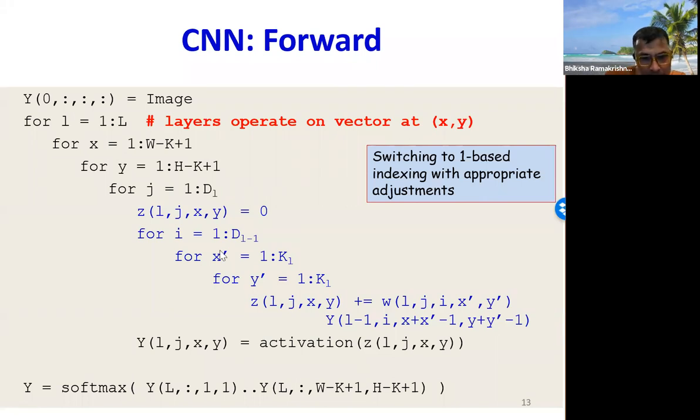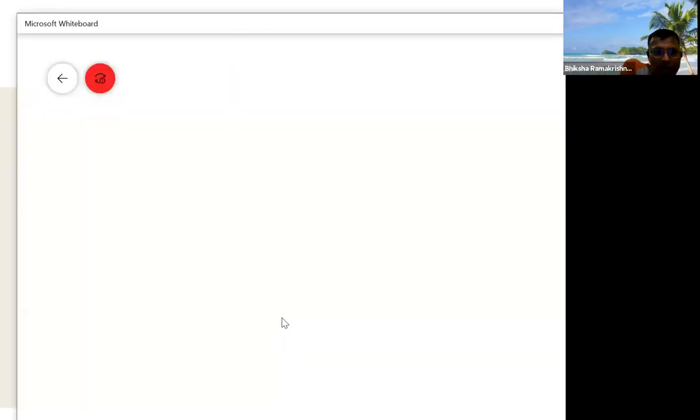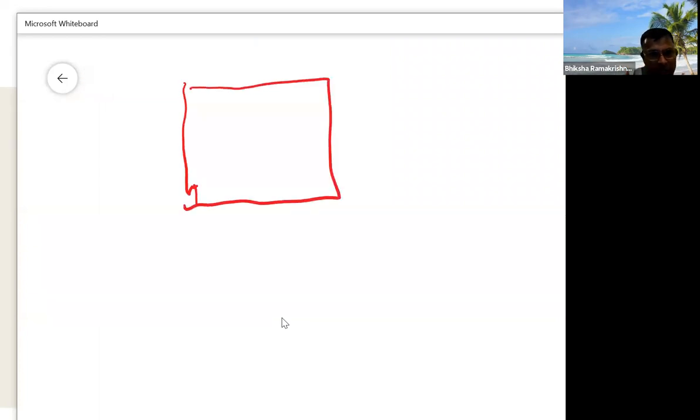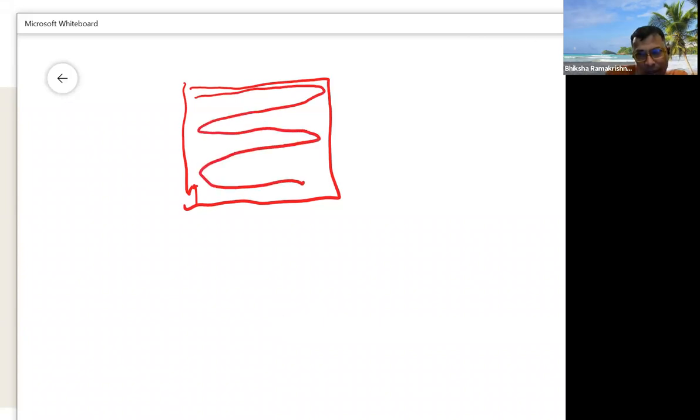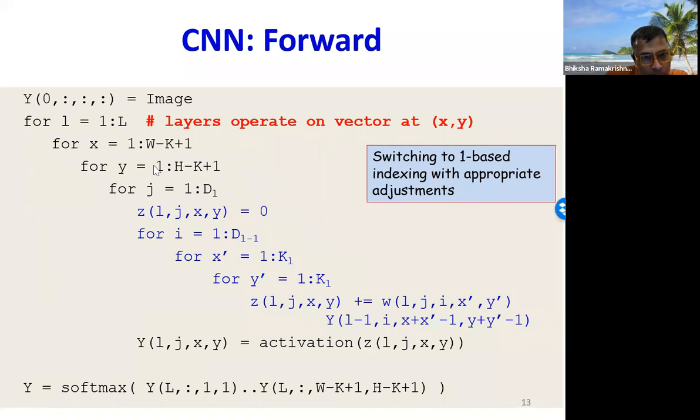I kind of briefly went over this in the last class, but let's look at this a little more carefully. So here is the pseudocode for the forward computation of a CNN. You go through the layers. In each layer, you're scanning the input. So if I were to pictorially draw this, here's what is happening. For each layer, let's say you have an input. You're going to have several of these input maps. For each layer, you're scanning the input. So that's part of the convolution. And so this loop over X and loop over Y is scanning the input.